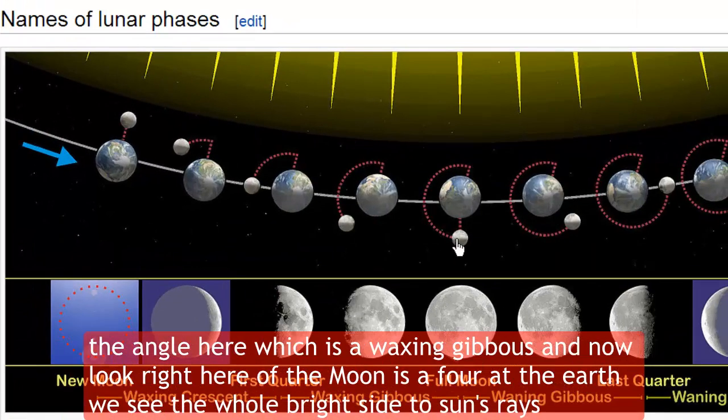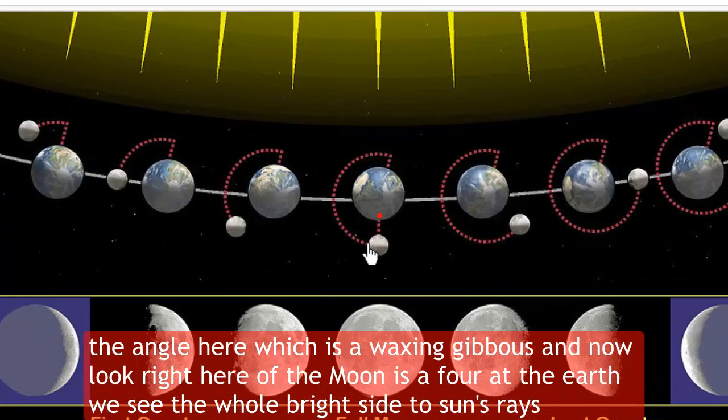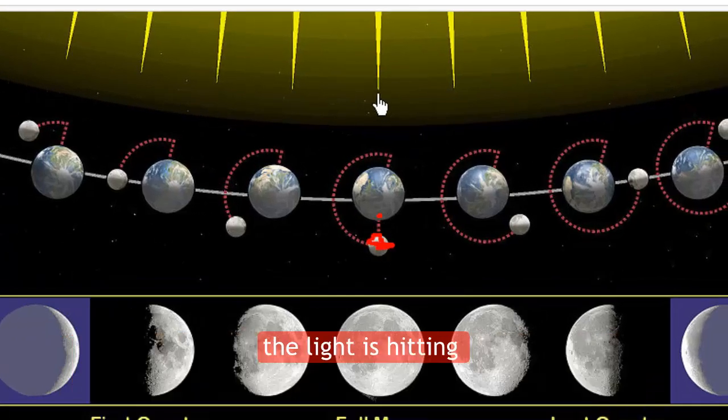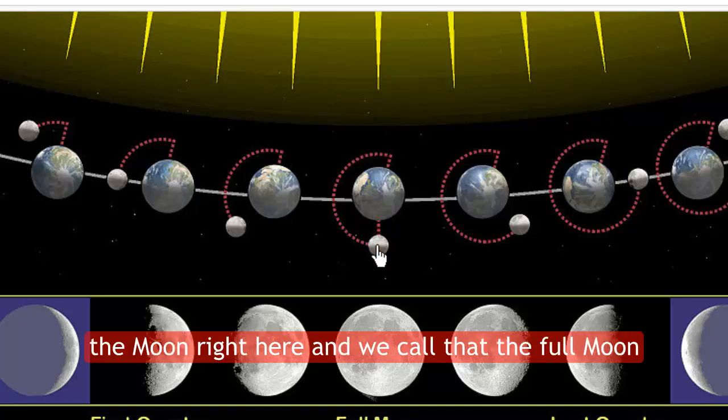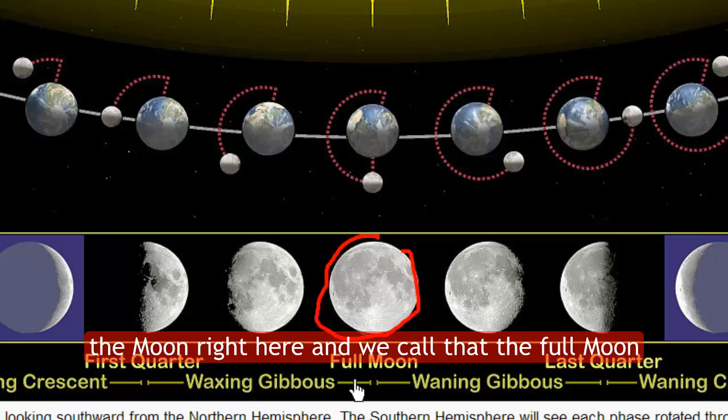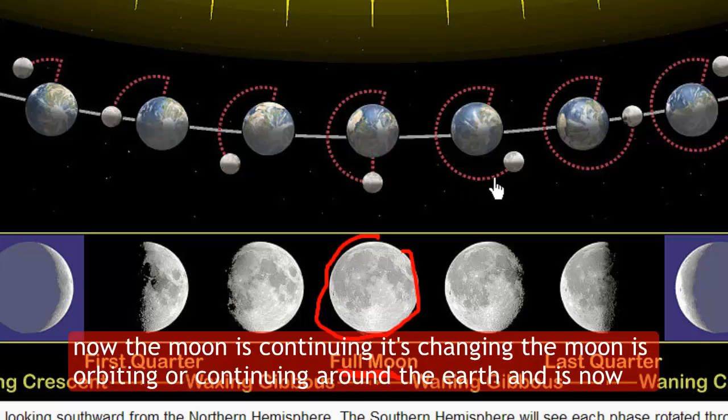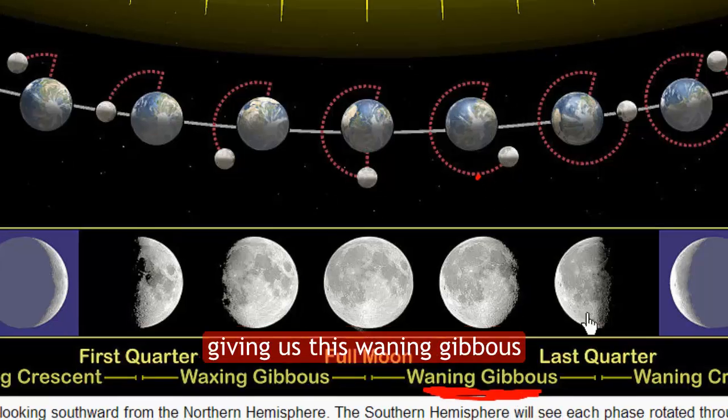And now look right here where the moon is. If we're on the Earth, we see the whole bright side, the sun's rays, the light is hitting the moon right here, and we call that the full moon. Now the moon is continuing, it's changing. The moon is orbiting or continuing around the Earth, and it's now giving us this waning gibbous.